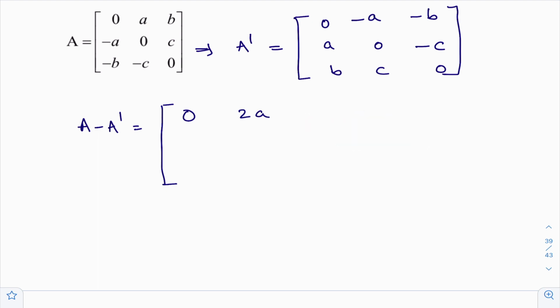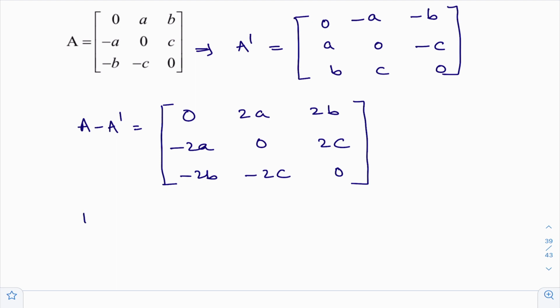This is 2A. Next, B minus of minus B, that is B plus B, that is 2B. Minus A, minus A. We are subtracting. Minus A minus A is minus 2A. 0 minus 0 is 0. C, this is 2C, then minus 2B, minus 2C, minus C, and 0 minus 0 is 0. I hope you are understanding. This is A minus A dash we got.